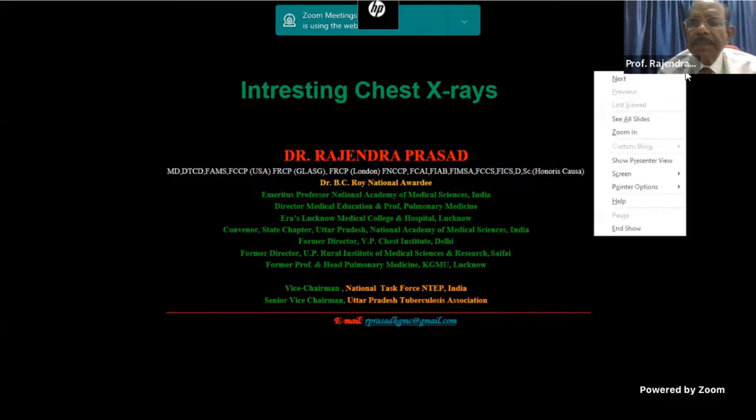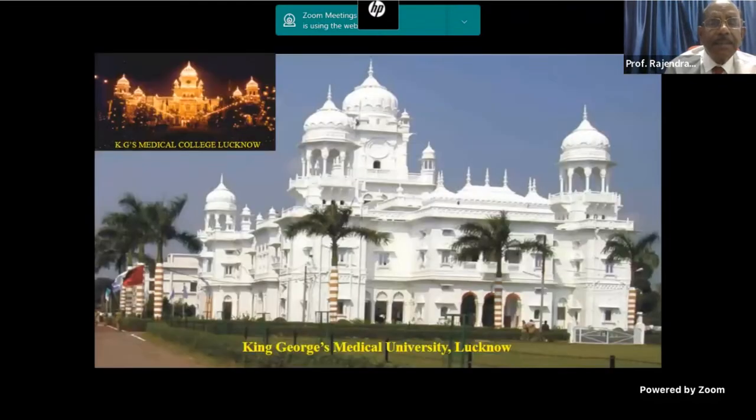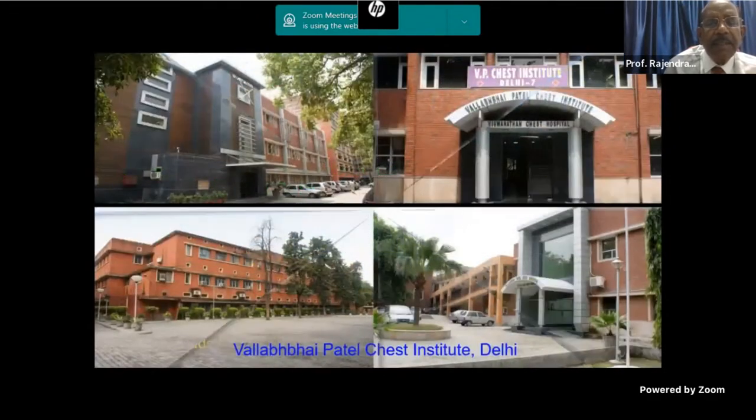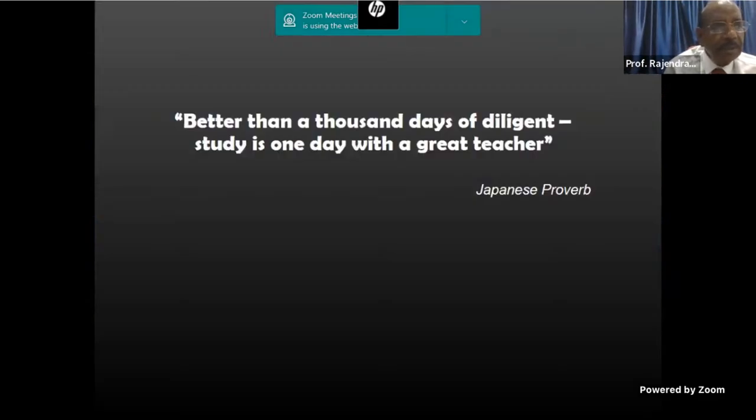So, as I said, I'm going to talk to you regarding chest X-rays today. And these are the institutes where I have worked. This is the KG Medical College, now it is a university, and then this is SAFI where I have been director, then Patel Chest also I have been director, and currently I am working here at Lucknow Medical College.